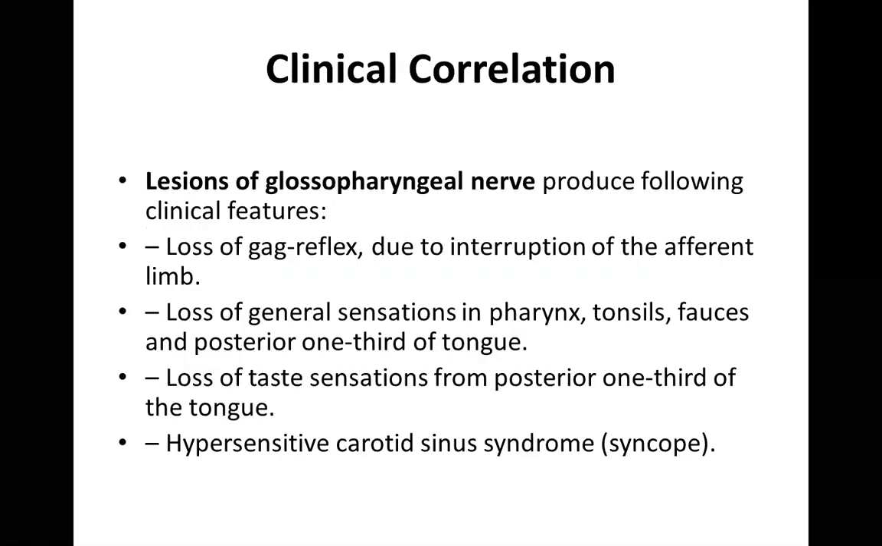So mainly the lesion of the glossopharyngeal nerve will produce a loss of gag reflex, okay, due to interruption of the afferent limb of the gag reflex, which is formed by the glossopharyngeal nerve. Loss of the general sensation in pharynx, tonsils, posterior 1/3 of tongue. Loss of taste sensation from posterior 1/3 of tongue, and hypersensitive carotid sinus syndrome, which causes syncope.